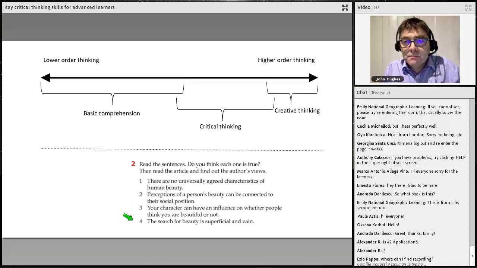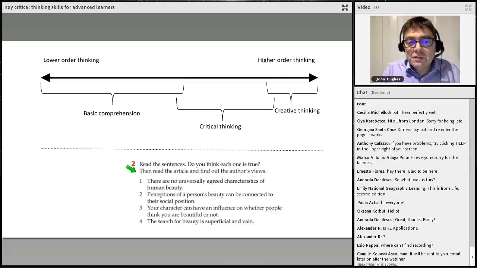Well, these are quite difficult sentences. These are difficult to talk about in your first language, not just in your second language, in English. You have to think quite deeply about them. So there's some critical thinking going on. And then the students have to go back to the article about beauty and find out the author's view. So there's an element of comprehension work going on there.